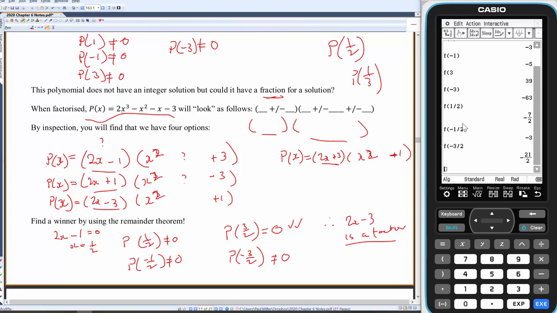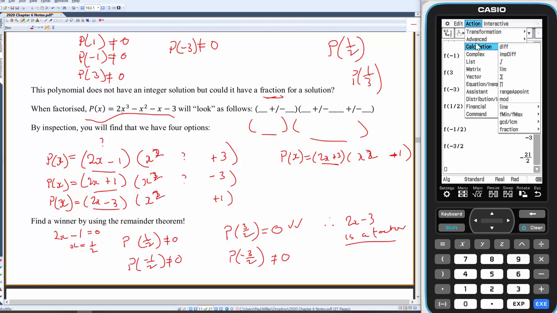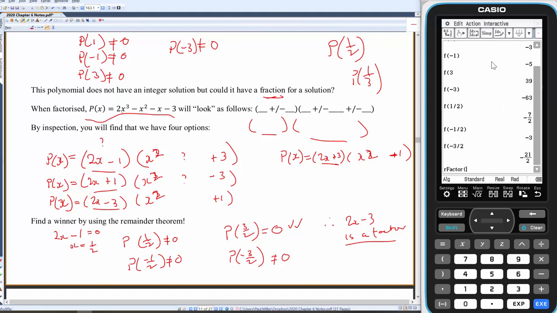Now, ultimately, what you actually could do if you had a calculator is, of course, do a transform and factor, and actually get it to factorize the function, okay? So there it is there. Let's just try factor. So there's our linear factor there, 2x take 3.